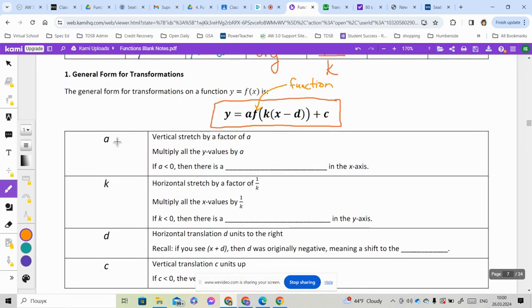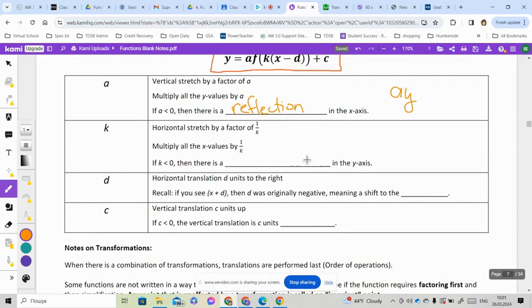All right, so let's do a summary of what we know thus far. We know the vertical stretch factor is A, and it stretches by a factor of A. So if A is 2, it's stretched times 2. How do we do it? We multiply all the y values by A. So I like to just write it like this, our summary. And if A is less than 0, there is a reflection in the x-axis. Easy. We know this one from last year. Okay, I like this.